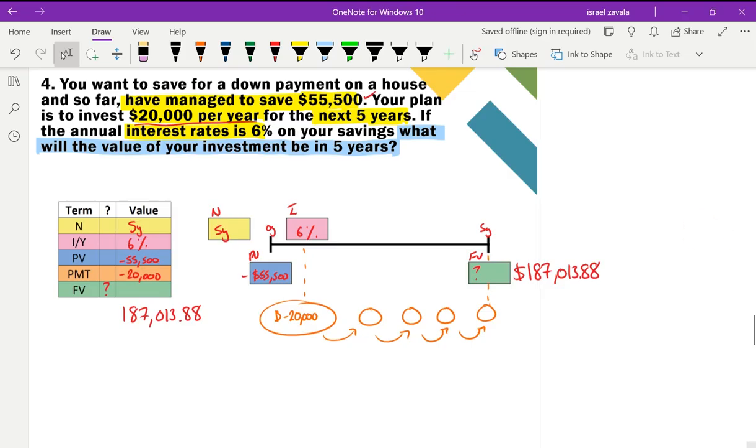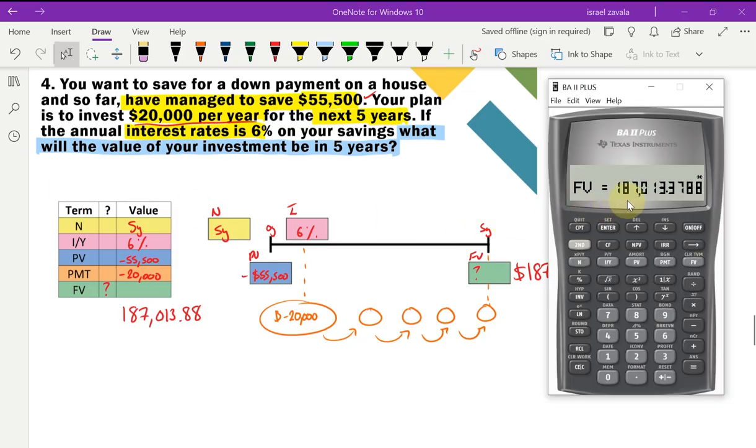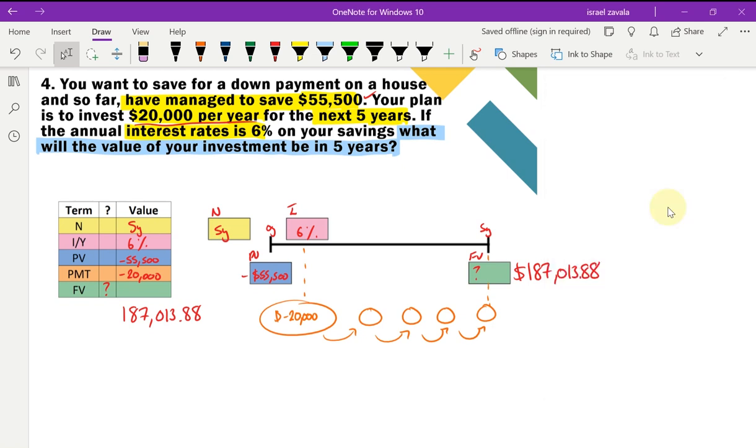$187,013.88. Did I get that right? Oh, not 88. Sorry, 38 cents. 38 cents. Gotta get that right. Those cents are important. 38 cents. Okay. All right.